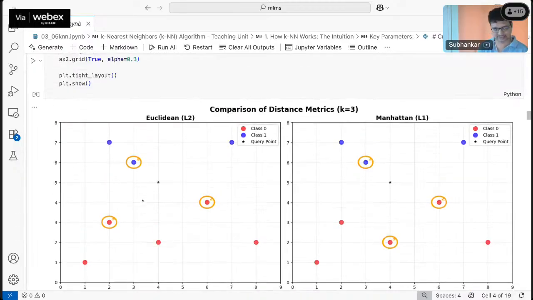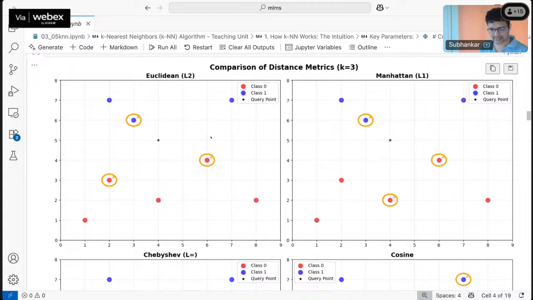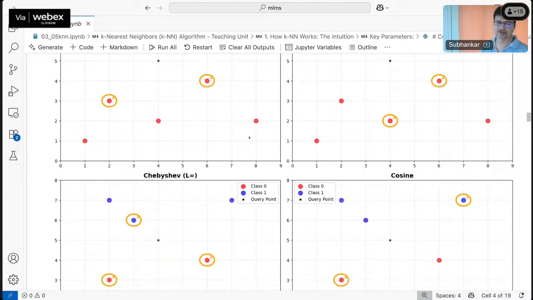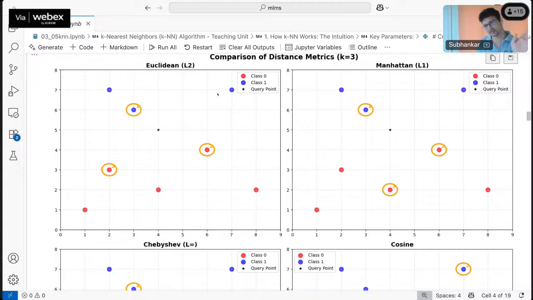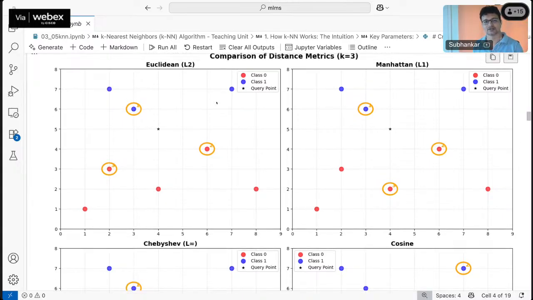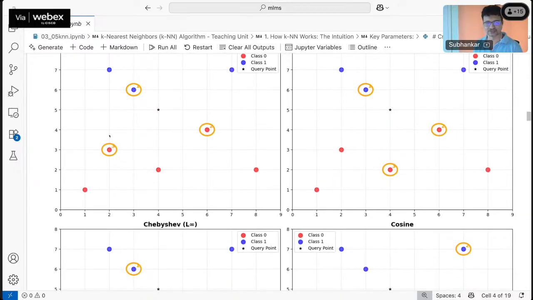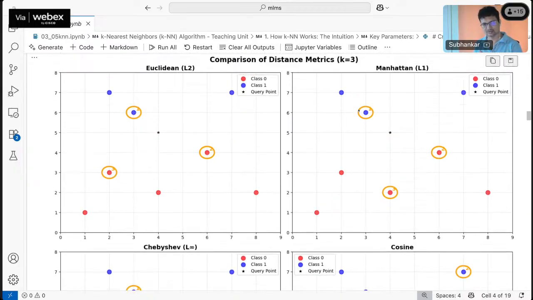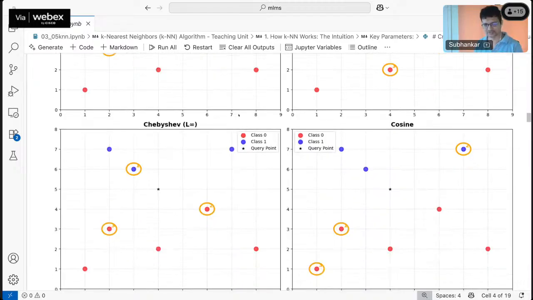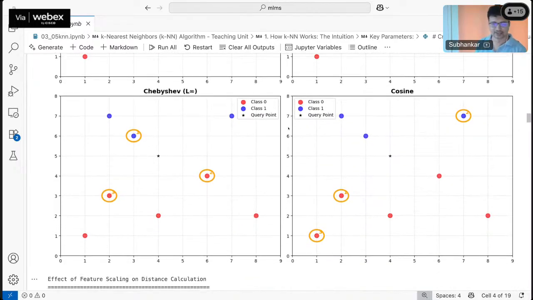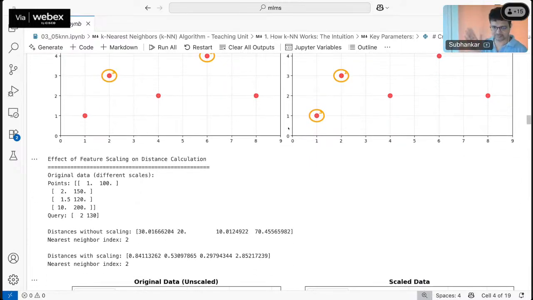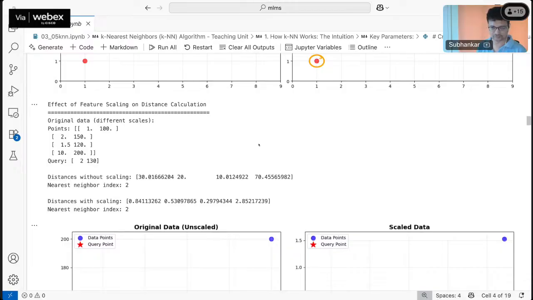And then there are other things I told you. Distance is one of the hyperparameters as well. We can choose Euclidean, Manhattan, Chebyshev, and cosine. And if you see, k is equal to 3 in all these examples, but which points are neighbors varies based on the distance metric that you choose. Here these 3 points are there in Euclidean. On the right-hand side there is one difference, Chebyshev has something else, and cosine has something else. Cosine tries to find points in the same linear fashion from the origin.